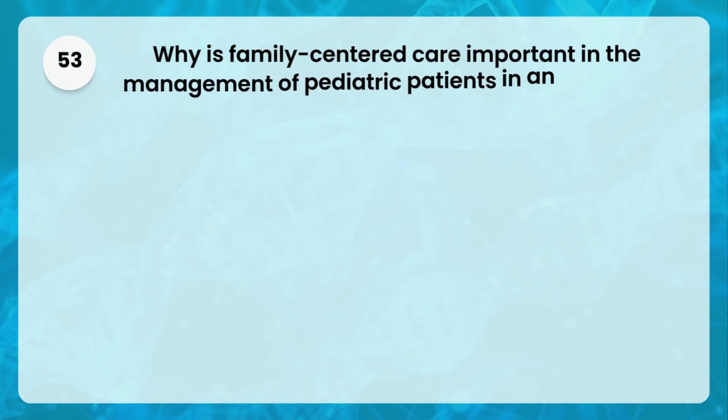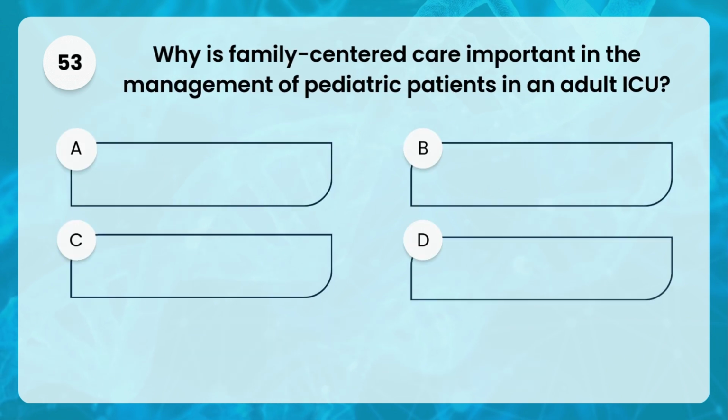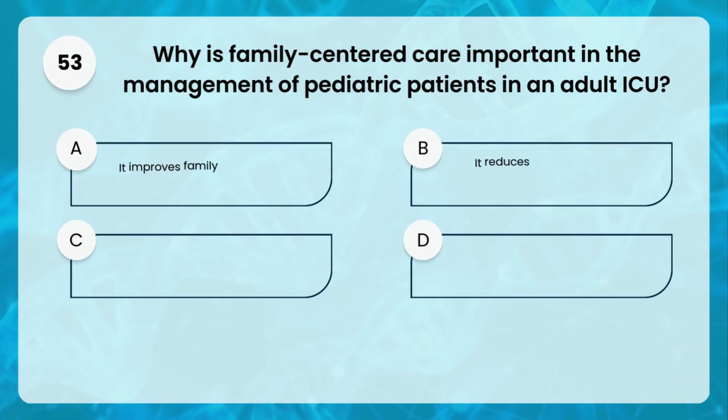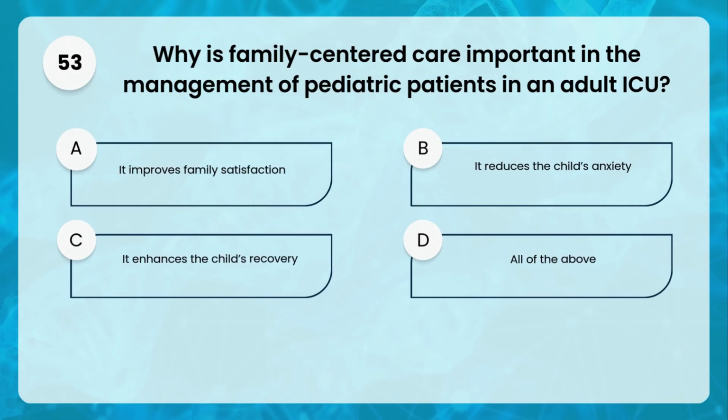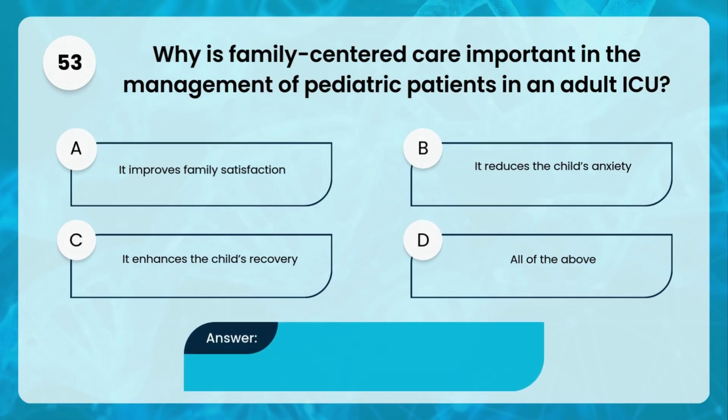53. Why is family-centered care important in the management of pediatric patients in an adult ICU? A. It improves family satisfaction. B. It reduces the child's anxiety. C. It enhances the child's recovery. Or D. All of the above. The answer is D. All of the above.